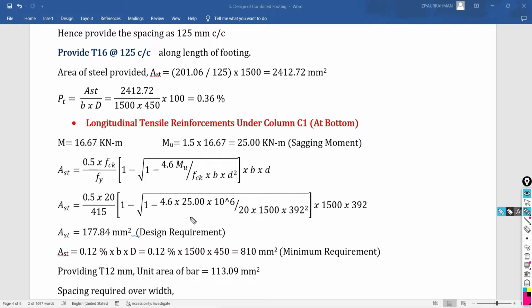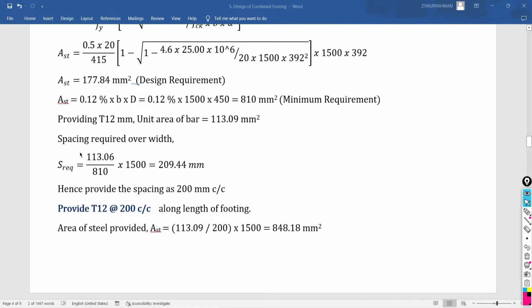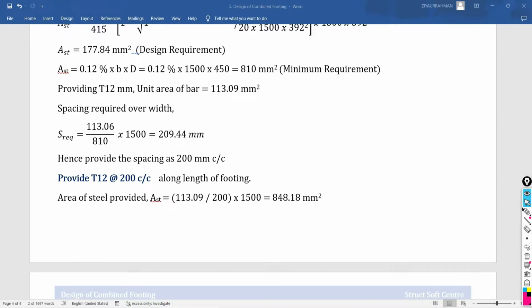With all of this calculation, you are getting the area of reinforcement required as 177.84 mm², the design requirement. Now, what is the minimum requirement? 810 mm². So compare the design requirement and the minimum requirement, and amongst these two values we have to consider the maximum one. So the maximum one is 810 mm². So I am going to provide this for the bottom face, because it is the minimum area of reinforcement.